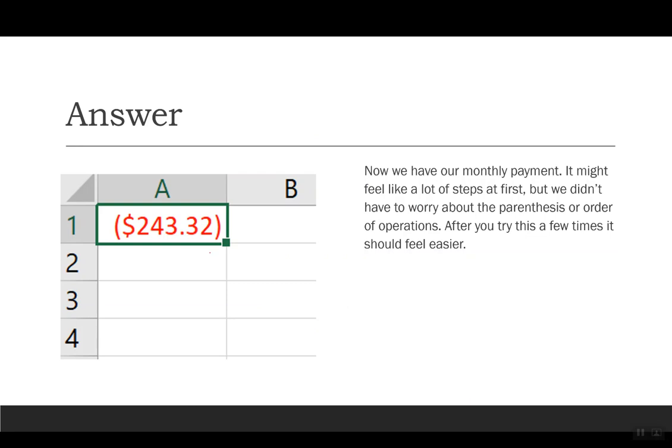Again, round to 2 decimal places because this is money. It gives it in red. I didn't tell it to do red. Red means it's going to be a payment. So there are things within Excel that say negatives or positive based on if you're getting money or spending money. Definitely we are spending money. And we got the same 243.32 we did by using the calculator.